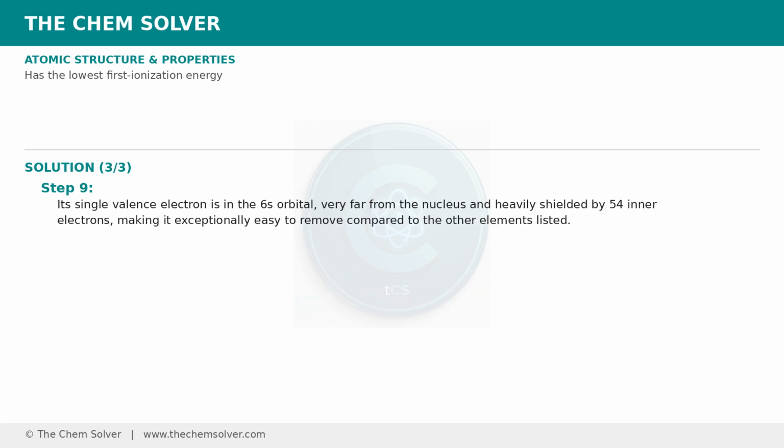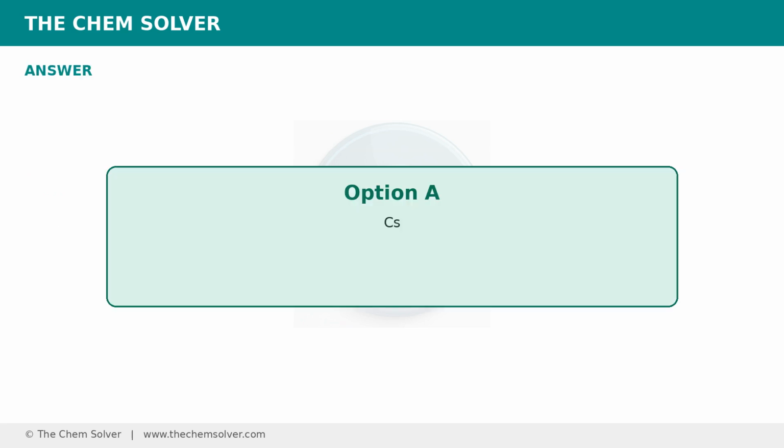Its single valence electron is in the 6s orbital, very far from the nucleus and heavily shielded by 54 inner electrons, making it exceptionally easy to remove compared to the other elements listed. The correct answer is option A, Cs.